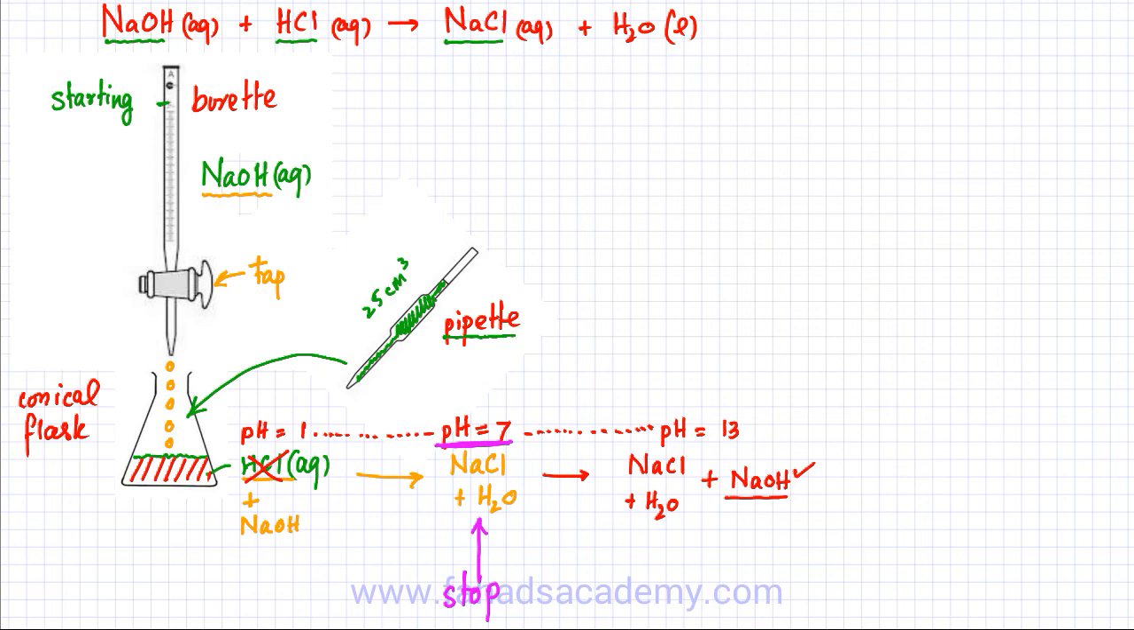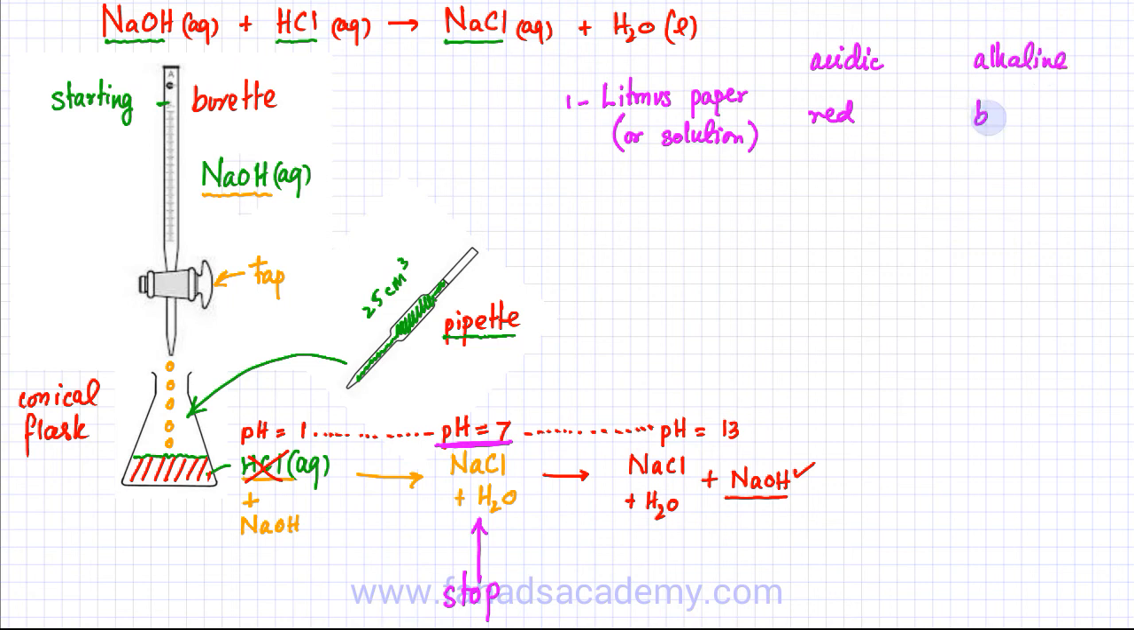And the method of measuring pH is, you're going to use different indicators. You have litmus paper, you've probably already heard about litmus paper. Litmus paper or litmus solution. So we have different indicators that change color with different pH. So in acidic conditions, this is red, and in alkaline conditions, this is going to be blue.